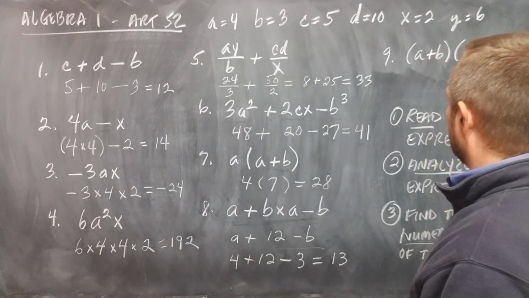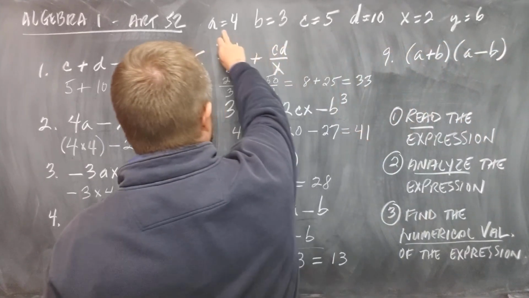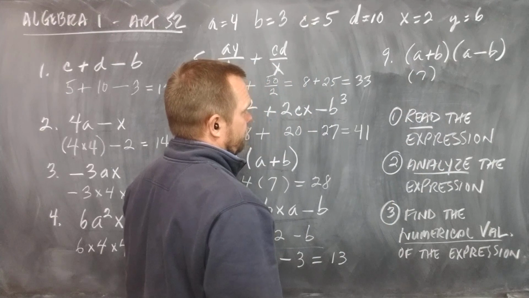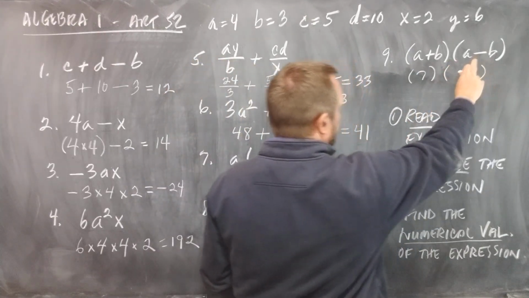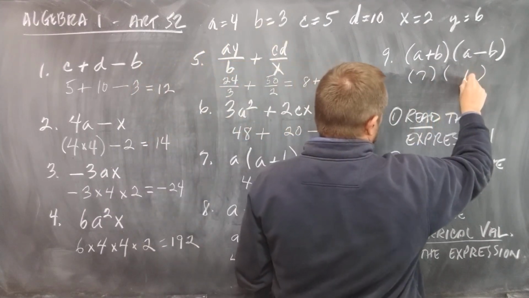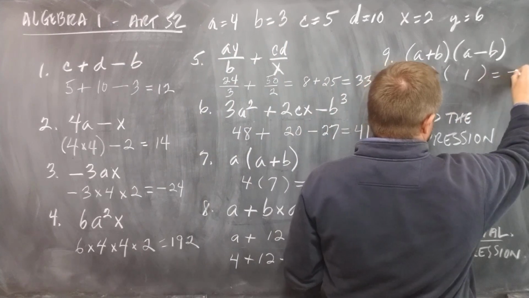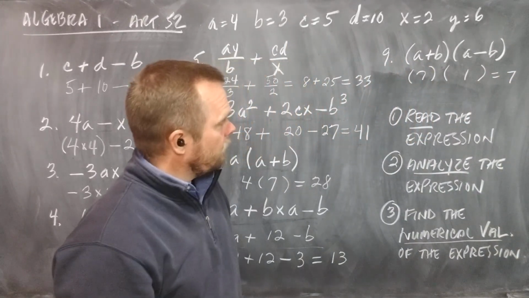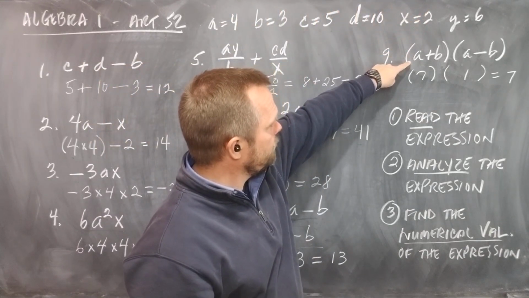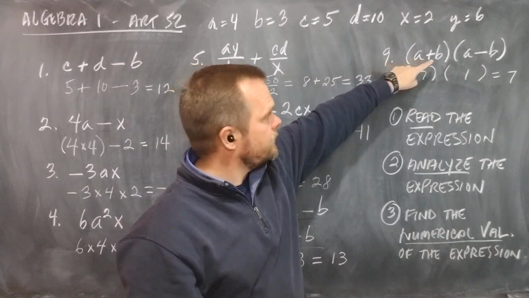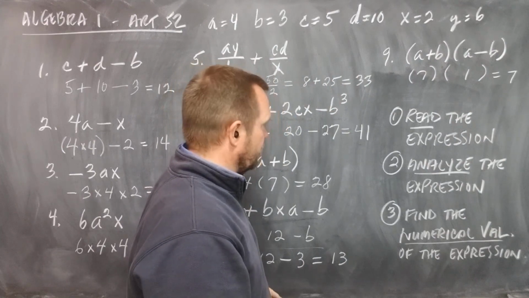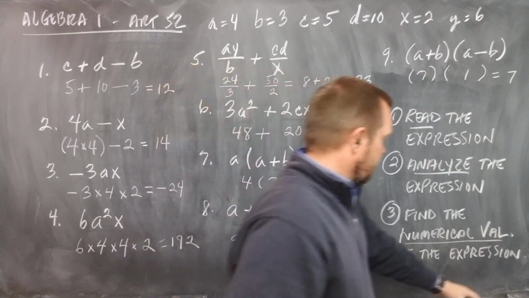So let's find the numerical value of a plus b. 4 plus 3 gives us 7, and I'll keep it in parentheses, times a minus b. A minus b, 4 minus 3, is equal to 1. 7 times 1 equals 7. So, given these values, the expression a plus b times a minus b is 7. And that's the value of the expression in number 9.